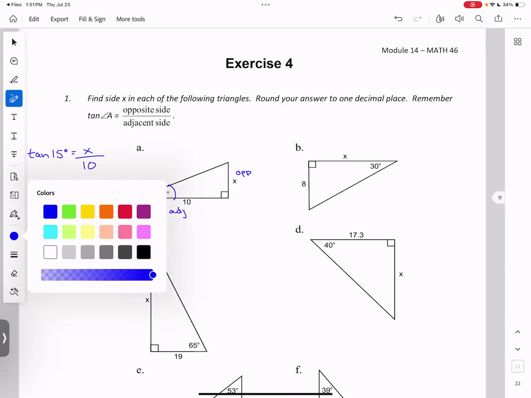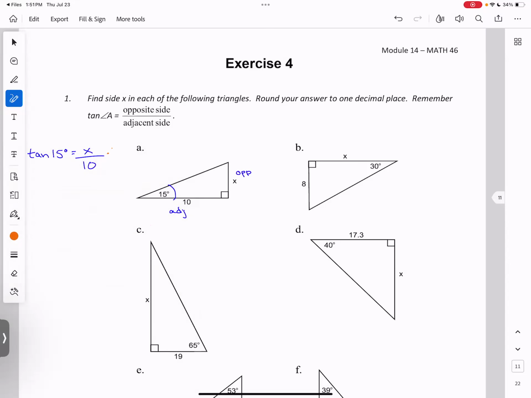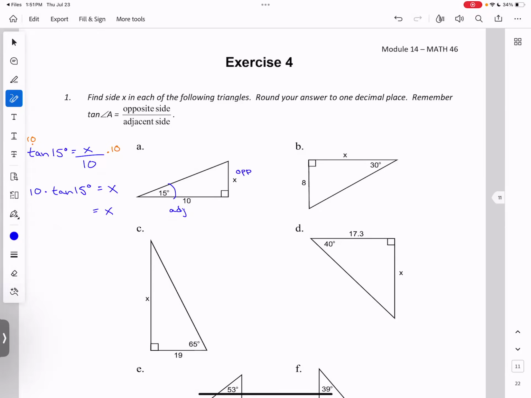So in order to isolate the x, I'm going to multiply both sides by 10. And so that gives me 10 times tan 15 equals x. And now I can calculate that. And I've been asked to round to 1 decimal place. So I punch in 10 tan 15 equals, and rounding to 1 decimal place would give me 2.7.